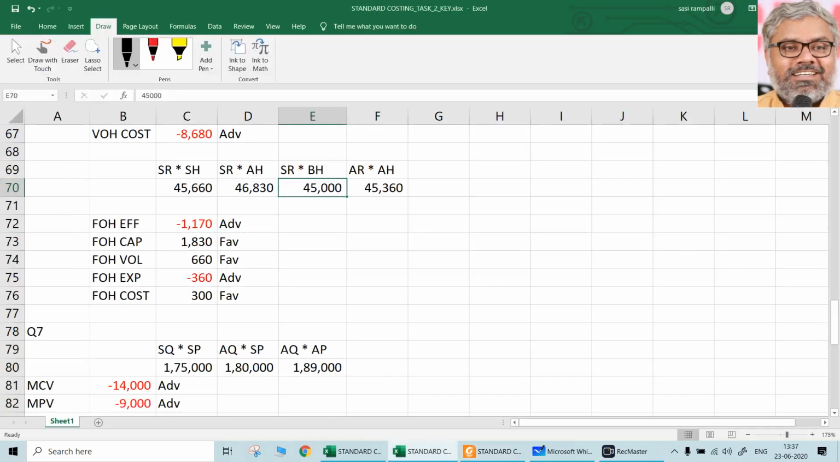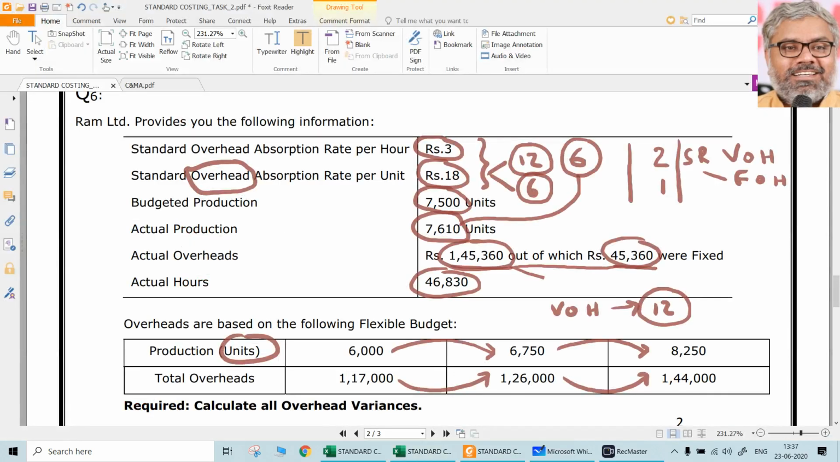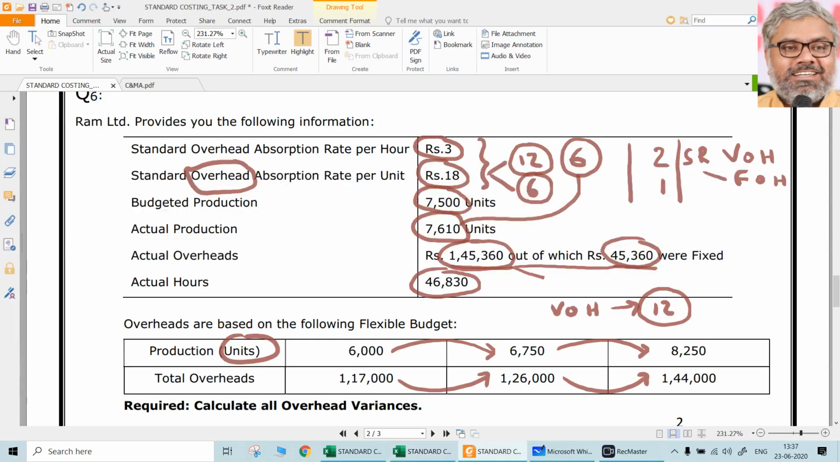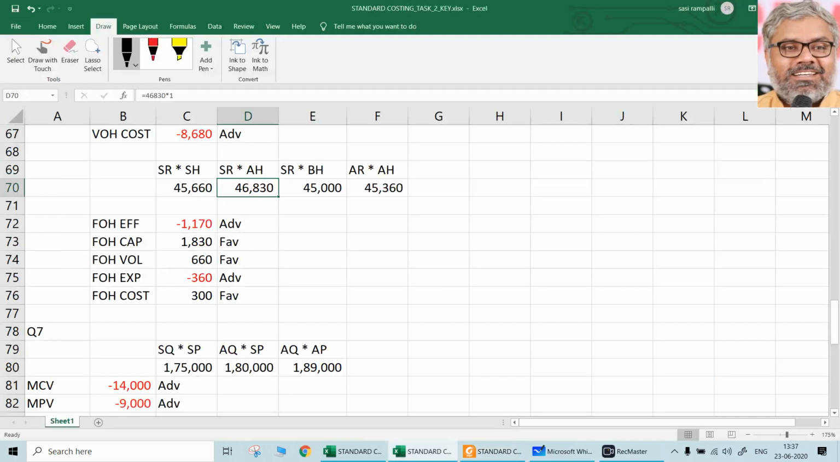That is 45,000 rupees. That is the budgeted fixed overheads. Given that is also, but indirectly given. So that is budgeted fixed overheads. SRBH. Then SRAH. We know the standard rate for fixed overheads, which is 1 rupee, and we know the actual number of hours, 46,830. So substitute that, 46,830 will come.